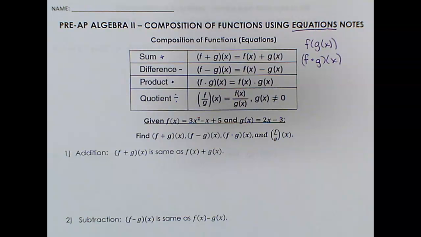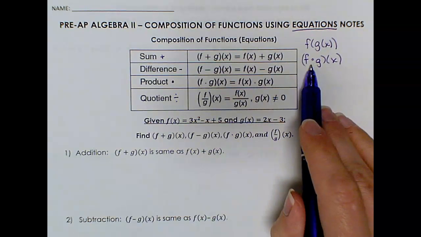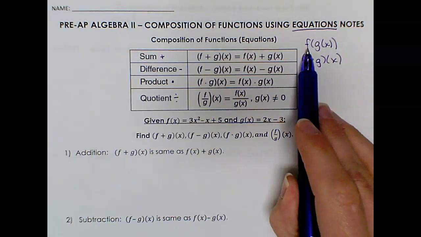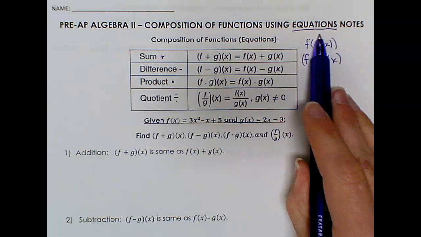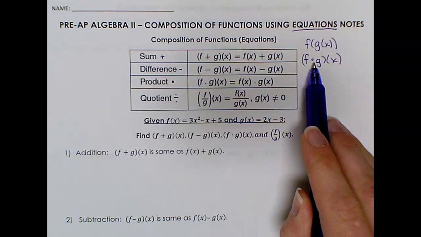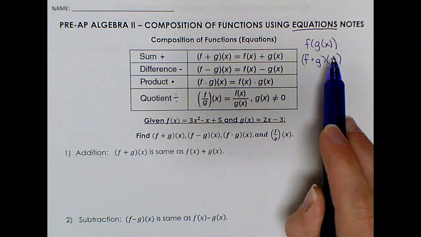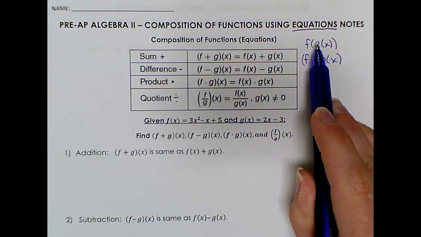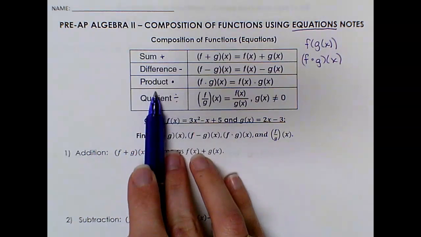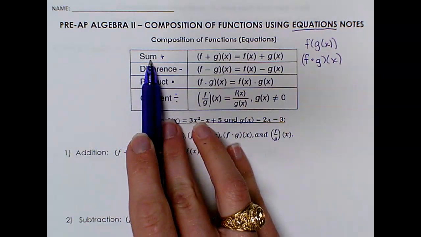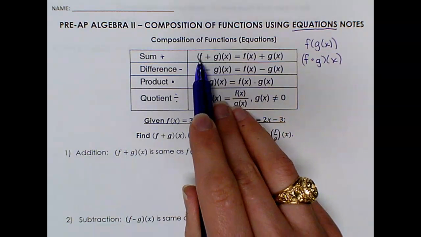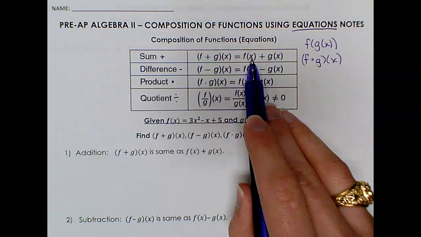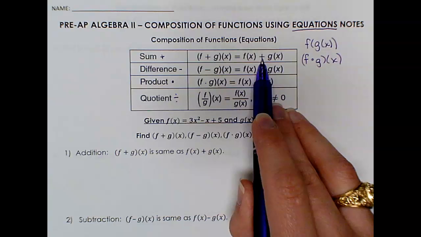So the first thing you need to realize is that from yesterday, we have the symbolic form of what we're doing, and then we have what helps us actually complete the problem. So this is symbolic, f of g of x, but what we're really doing is finding f of g of x. Same thing with these. So if I'm finding the sum of functions, it's going to be listed as f plus g of x. But really what that means is to just take the two functions and add them together.